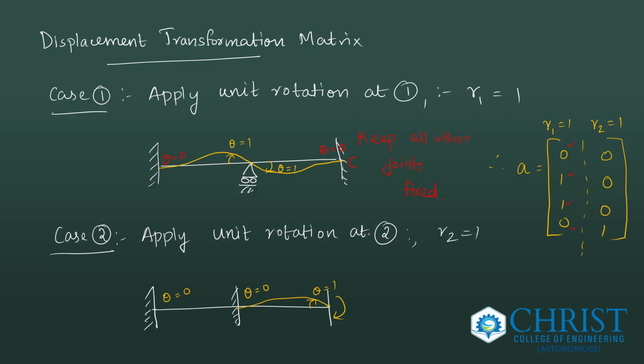Now, apply unit rotation in the second system coordinate, R2 equal to 1. That is at this point, but keeping all other joints fixed. Joint A as well as joint B is fixed. That's why at joint B theta is equal to 0. Only at joint C there is a theta equal to 1. Hence the displacement transformation matrix becomes 0, 0, 0, 1.